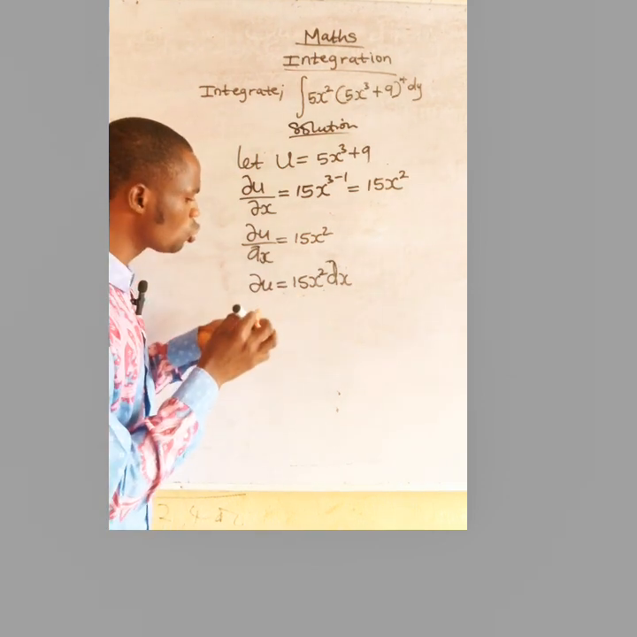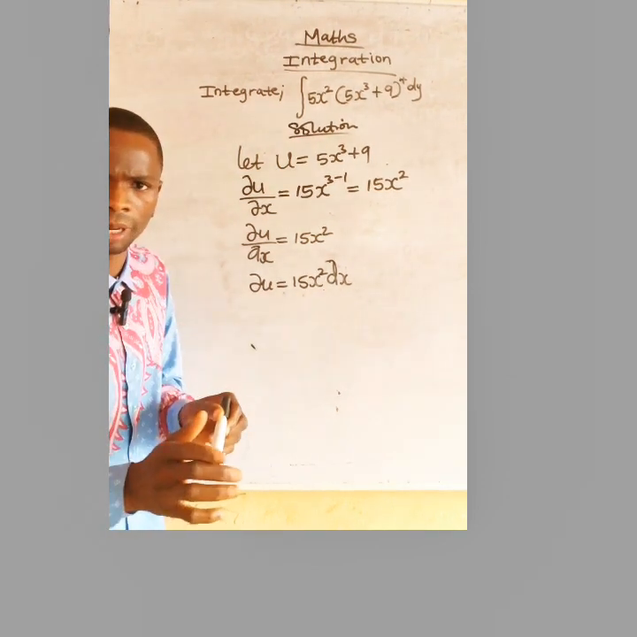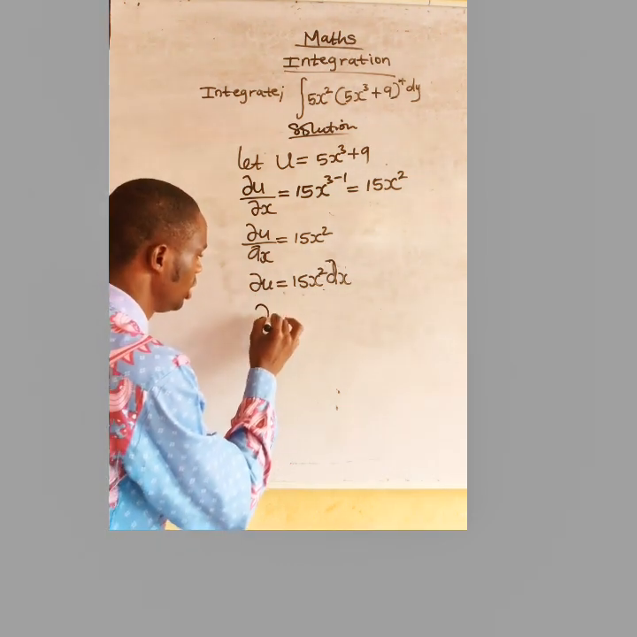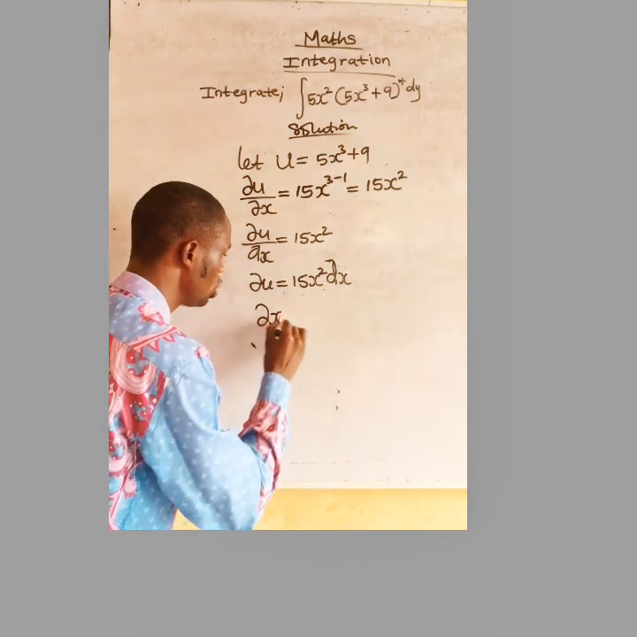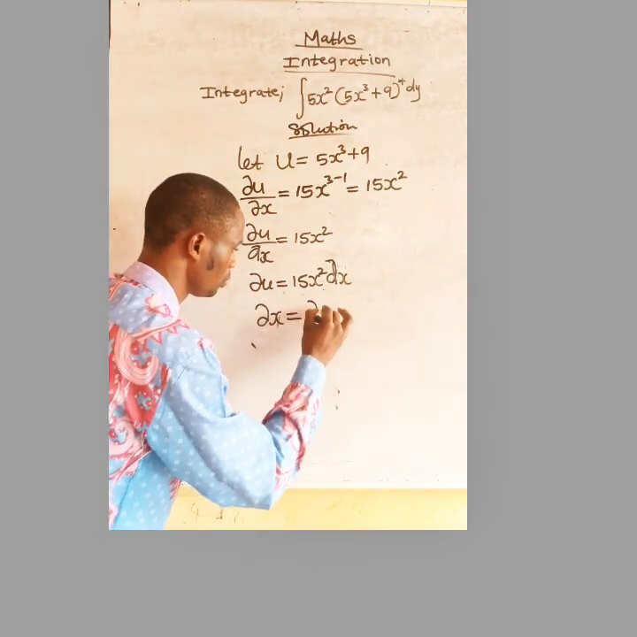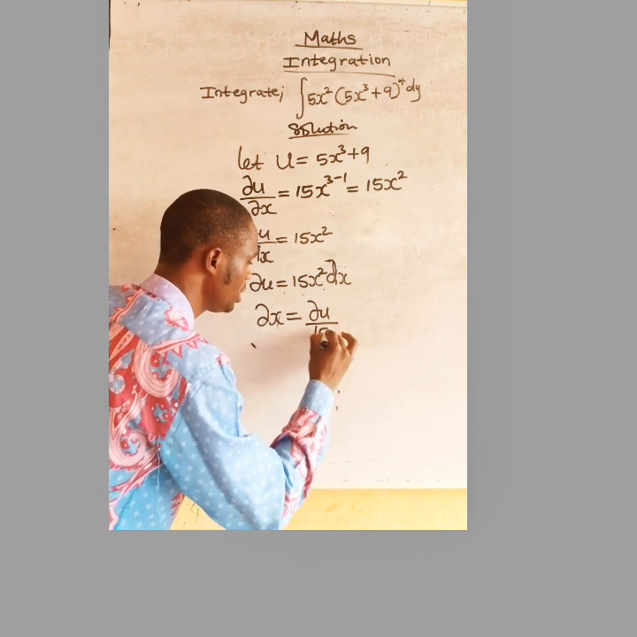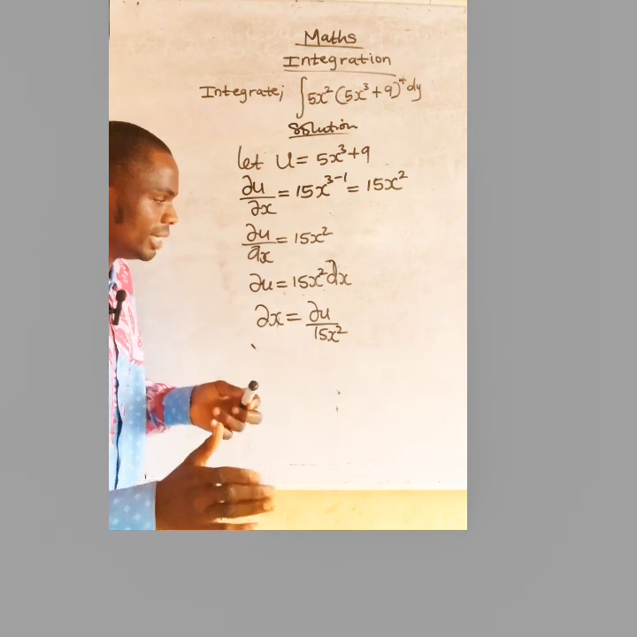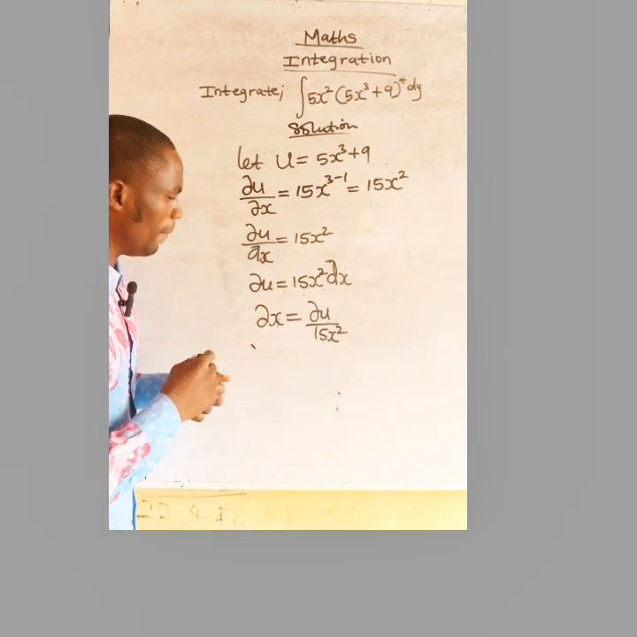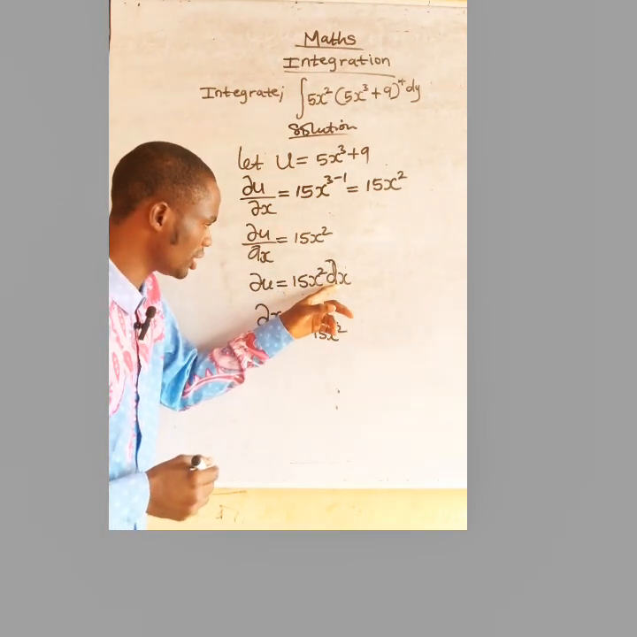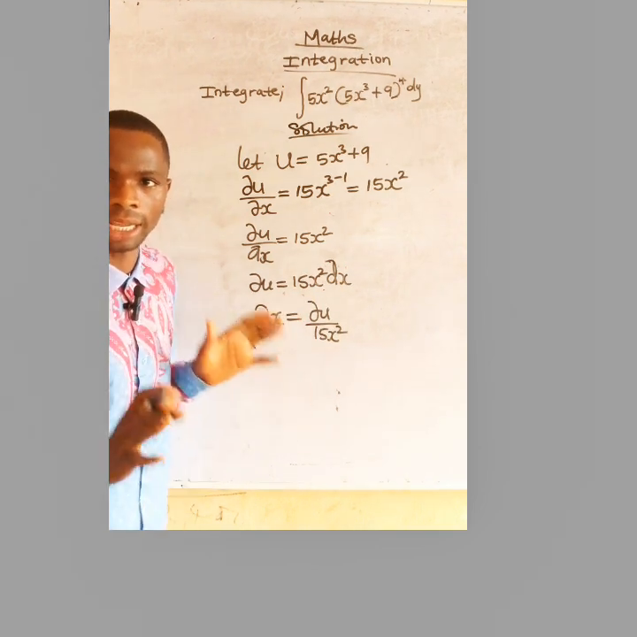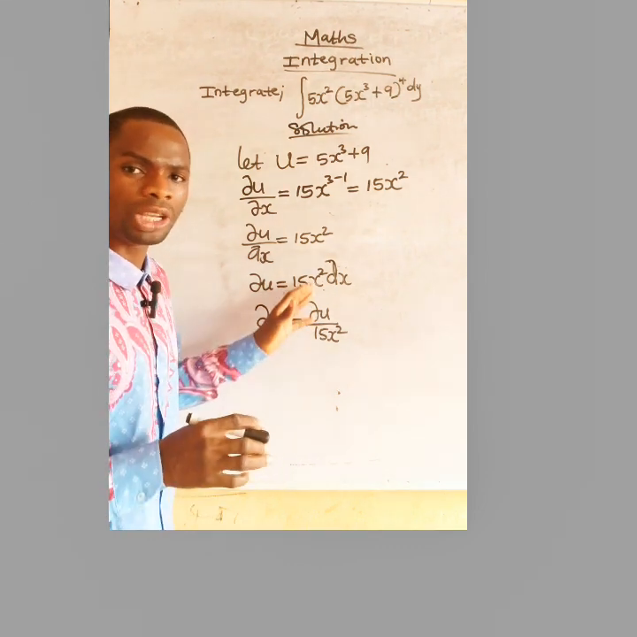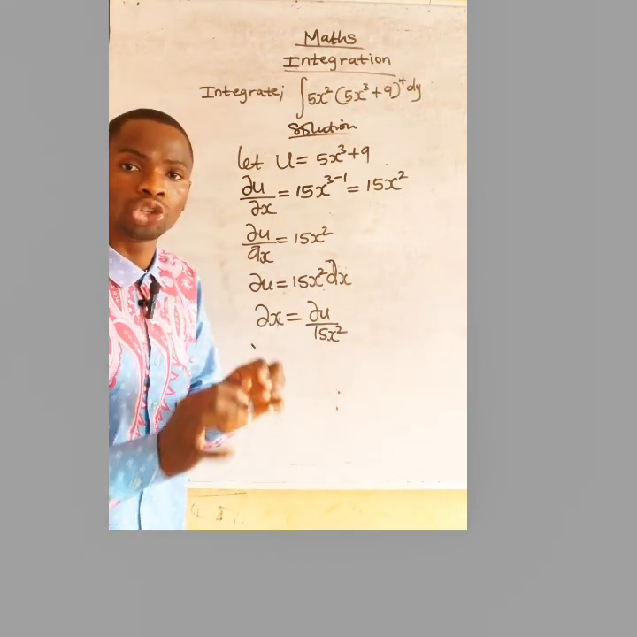At the same time, we need to make dx the subject of the formula. Let it stand alone, just like this du is standing alone. That is dx equals to du all over 15x squared. All I did there was to divide both sides by what? The coefficient of the x, because I want x to stand alone. So after that, what we need to do now is to apply the principle we are making use of, which is integration by what? Substitution.